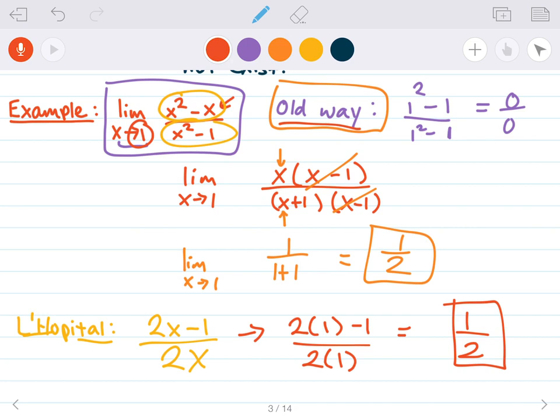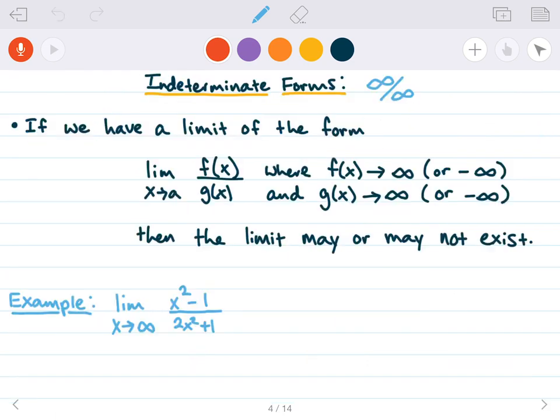So L'Hopital's rule. Now, you can only use L'Hopital's rule if when you initially plug in whatever x is approaching, you get 0 over 0 or infinity over infinity. Otherwise, you can't use this little shortcut. So let's do some more examples. Okay, so this is the second indeterminate form. If we plug in our a value into our variables and we get infinity over infinity, or negative infinity over negative infinity, or positive over negative infinity. Any variation of infinity over infinity, we can use L'Hopital's rule with.